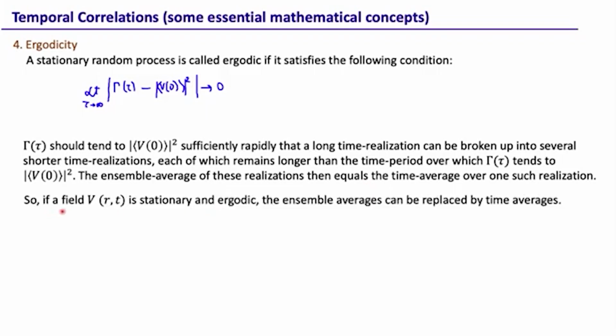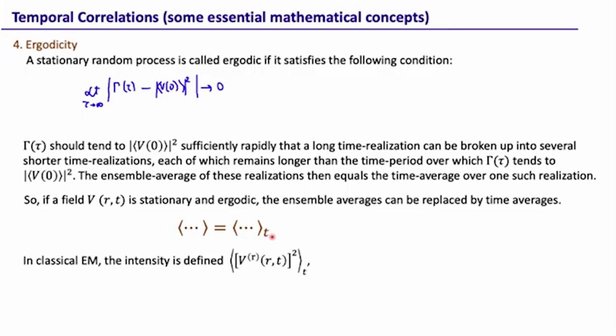So the point is that if a field is stationary, as we defined earlier, and ergodic as we are defining it here, then the ensemble average can be replaced by the time average. The ensemble average is basically equal to the time average. Okay, just one more point here.